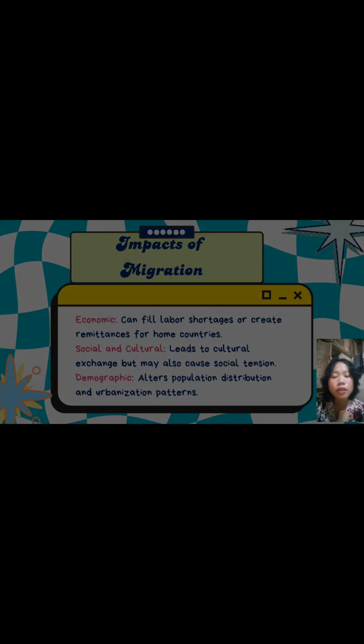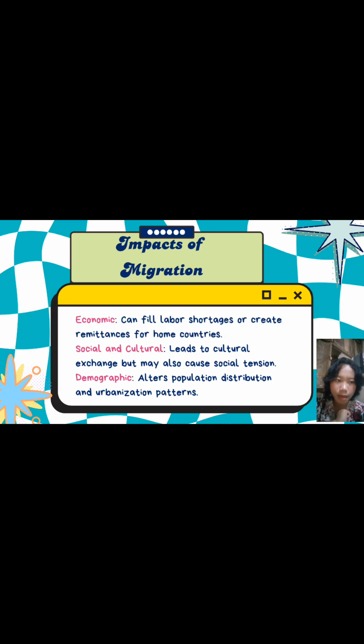Okay, and also let's talk about the impacts of migration. The first one is that it has an impact on our economy. It can fill labor shortages or create remittances for home countries. Meaning, migration can help the economy.